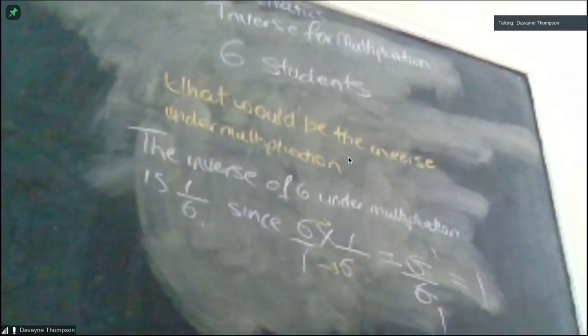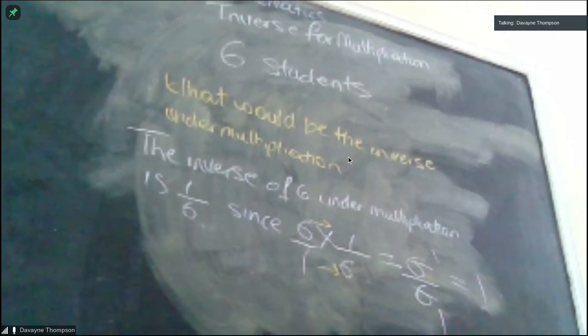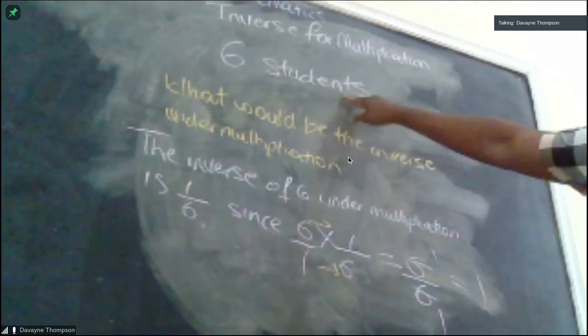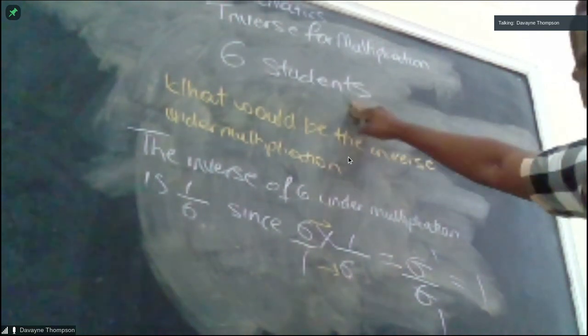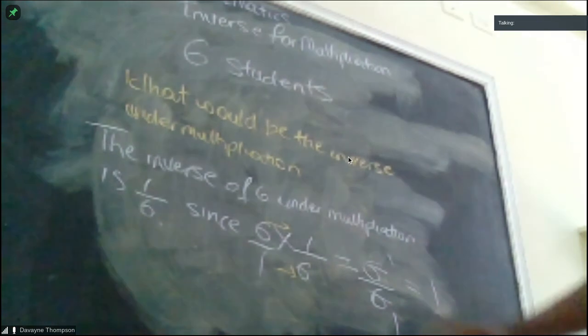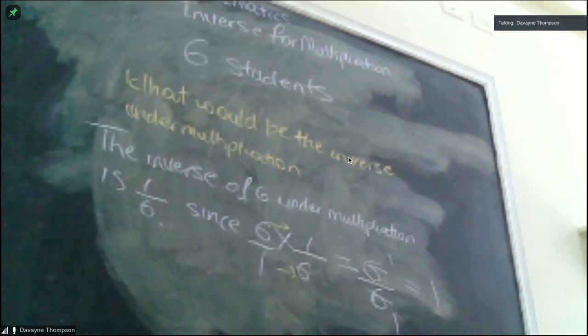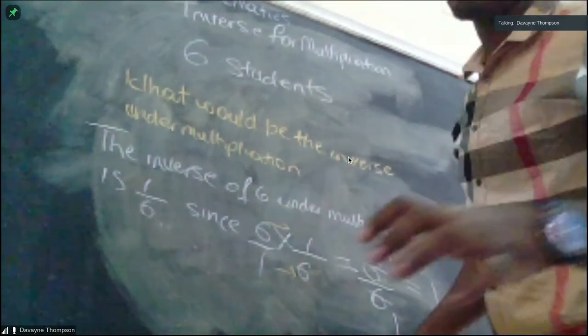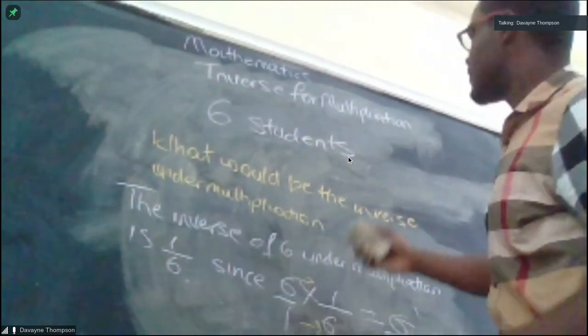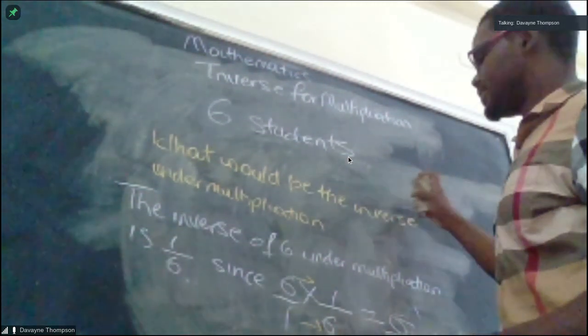So that is the inverse rule under multiplication. For you to find the opposite of this number, you must be able to multiply it by that number and get only 1. I'm going to write it right here. For you to find the inverse of any number under multiplication, you must be able to multiply that number and find a value of 1 as your identity.